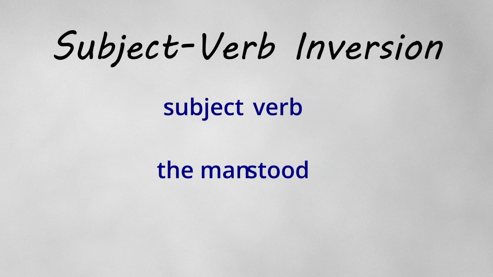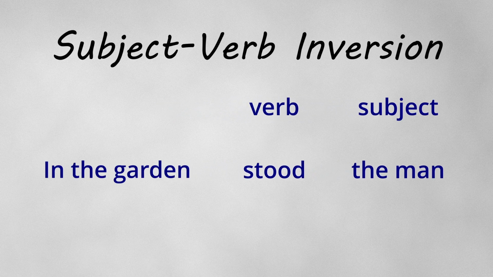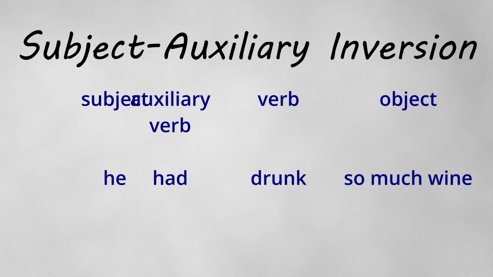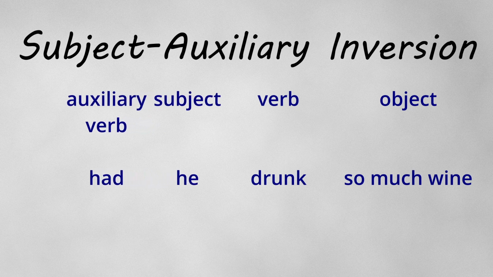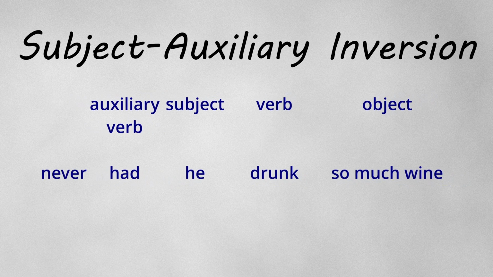So in subject-verb inversion, the verb is placed before the subject, and in subject-auxiliary inversion, the auxiliary verb is placed before the subject. Everyone who knows even just a little bit of English uses inversion in yes-no questions. This won't be covered in this video because for yes-no questions, this is the normal word order.